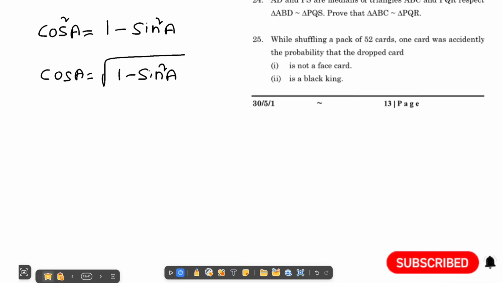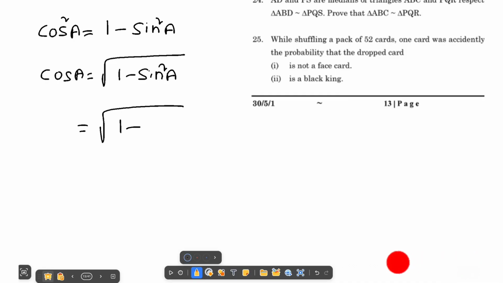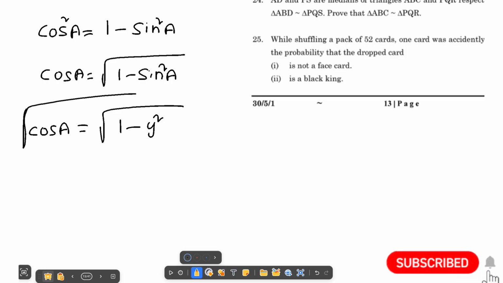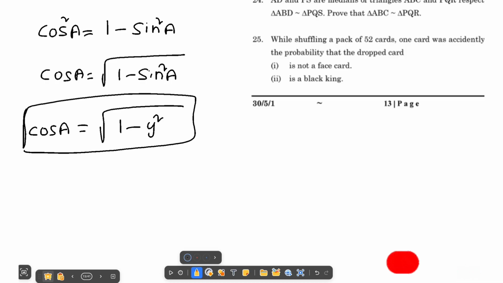But we know the sin value, y, it is already given. So 1 minus sin square A means 1 minus y square. Therefore cos A is equal to the square root of 1 minus y square.